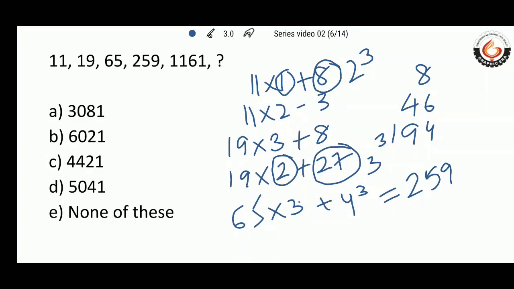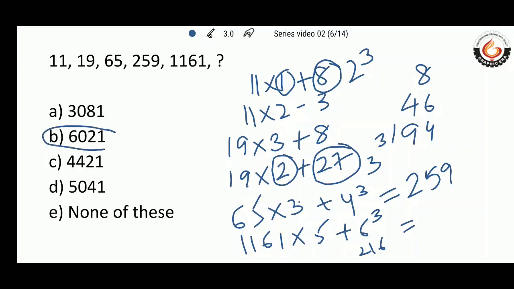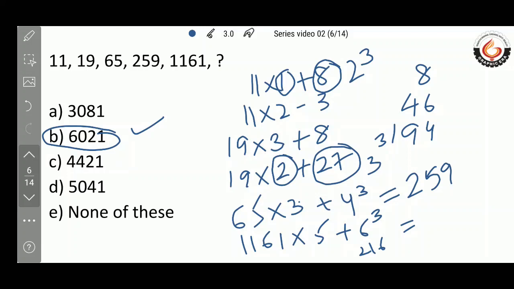So next should be 1161 into 5 plus 6 cube. So it should be 1161 into 5 is 5805 and 6 cube is 216. So it should be 6021. Answer B is correct. Next one.